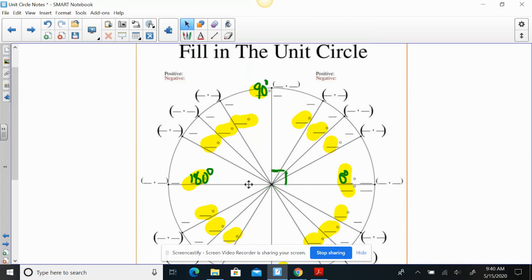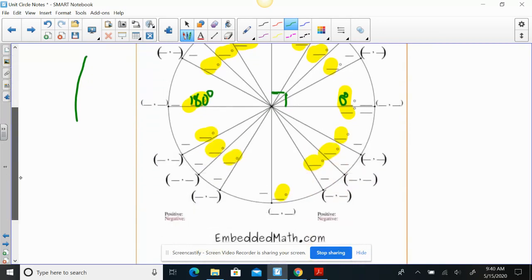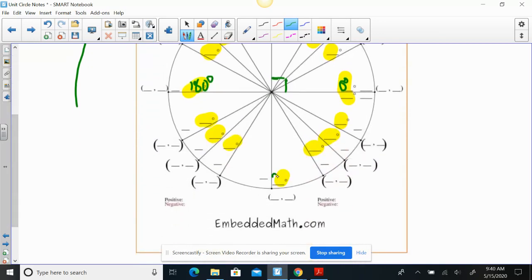Sorry about that. And then straight across, a straight line, is 180. If we keep going around, we would get to another 90 degrees, so that would be 270. And all the way around any circle is 360 degrees.